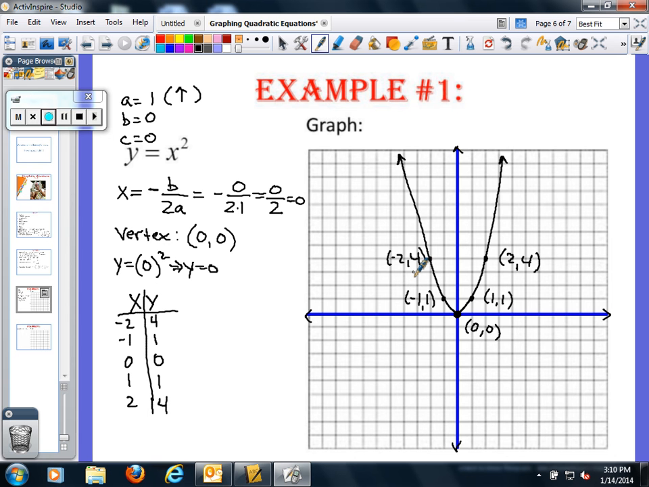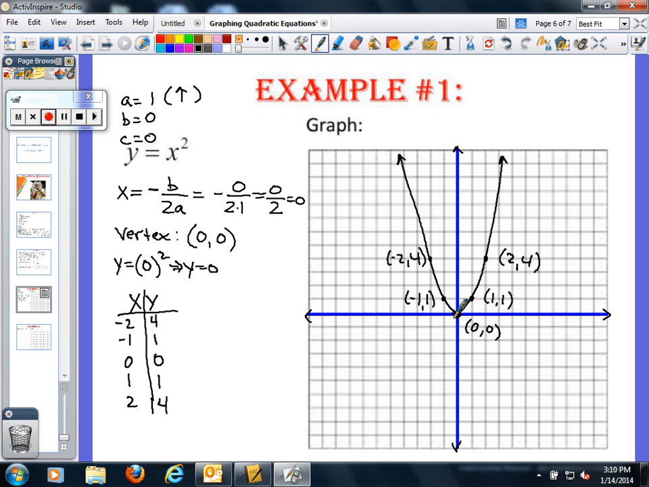Now the other thing you need to remember, my vertex, and this should be pretty apparent by the graph, is going to be what we call a minimum, because this is the lowest point on the graph. Any other point that's on this U shape is not going to be lower than (0, 0). So if my graph opens up, I have what is called a minimum at the vertex.